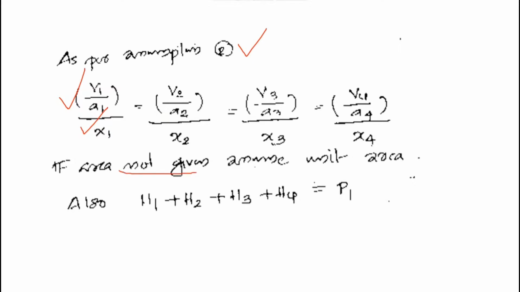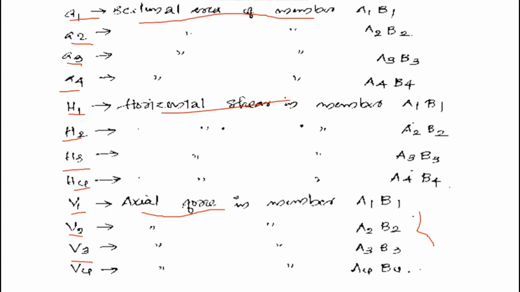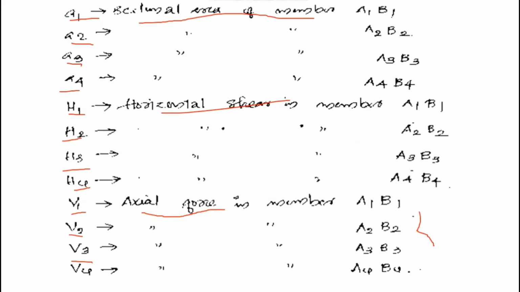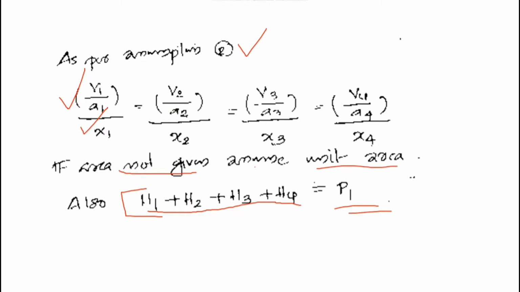Also, we can write that the sum of the shears H1, H2, H3, H4 will be equal to P1. P1 is this force, that is, H1 plus H2 plus H3 plus H4 will be equal to P1. These are the things that should be considered while doing a problem by cantilever method. We'll discuss problems in the coming videos.